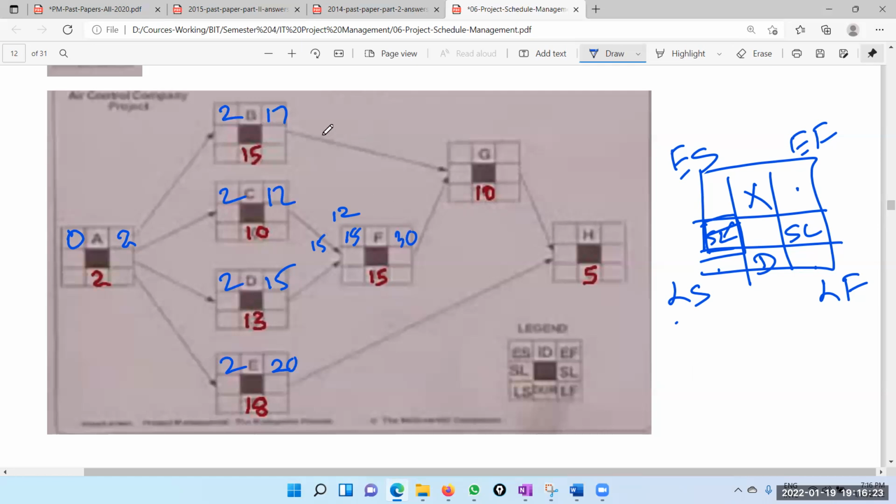Now we have merging again. From this side, it's 17. From this side, the earliest start is 30. So we have to go with the bigger one, because both have to be done. 30 and 10 days. Again, we have merging. Here, the earliest start is 40. And from this way, the earliest start is 20. So we have to take the bigger one. So the earliest start is 40. And 40 plus 5, the earliest finish is 45.